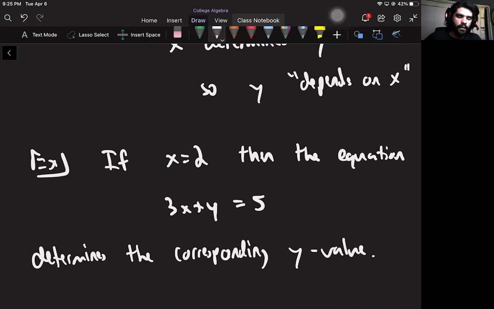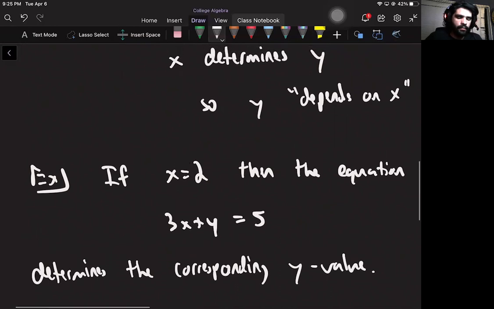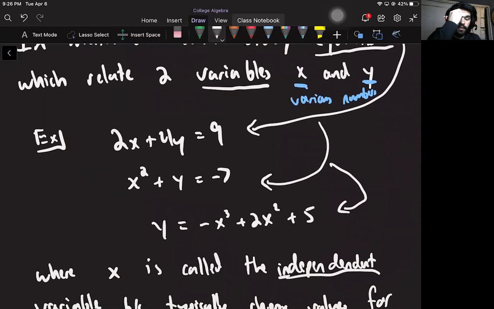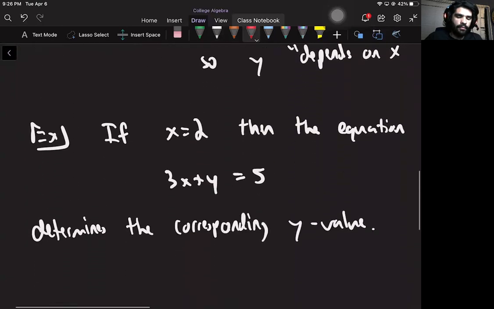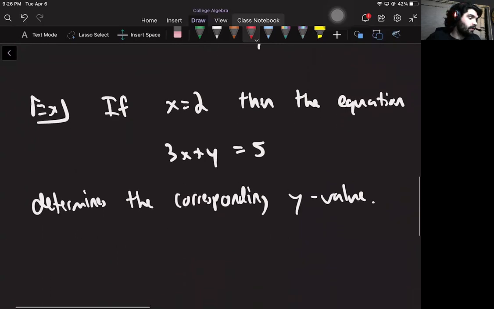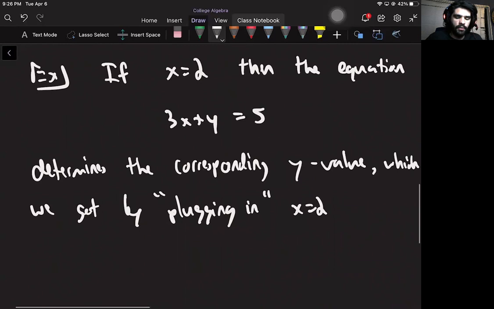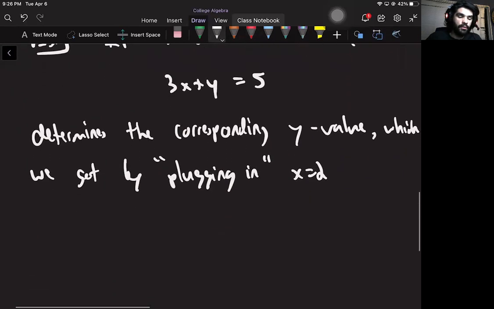And how do we do that? Like I said at the beginning, an equation relates the variables x and y. So what this is really saying is x and y come in pairs. If x equals something, then y has to equal a corresponding number to match with that x. And what we're going to do now is see an example of that. So how do we determine the corresponding value of y? All we do is what people call plugging in x equals 2. And what that really means is we're going to change all the x's in the equation into 2's.